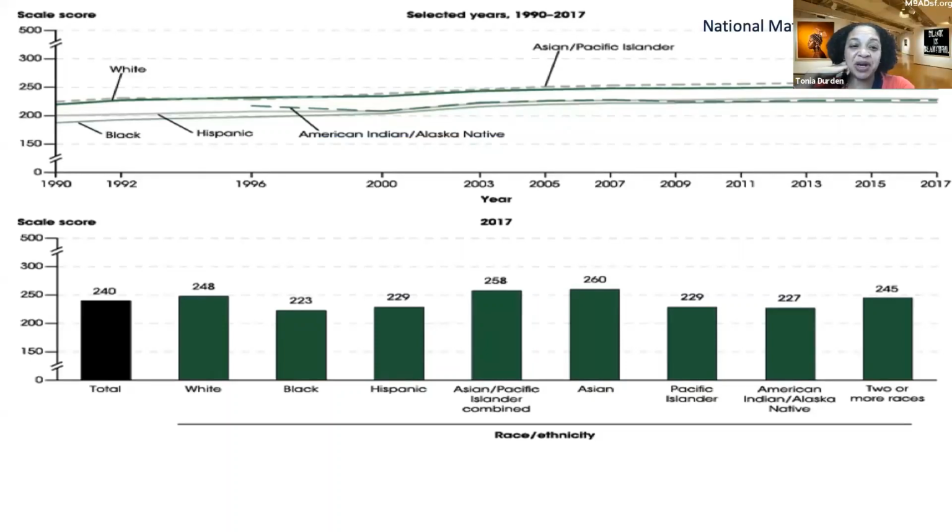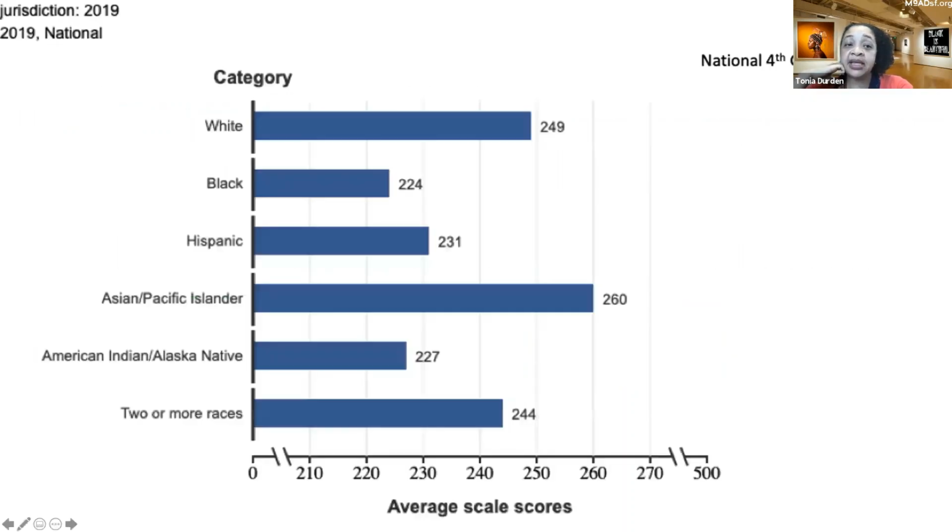So we can go straight through the lens here and still see how our Native children are doing, our Black and Brown children, Latino, Latinx children, those of multiple races. And you'll see consistently some of the disparities and the issues across the years. Next slide.